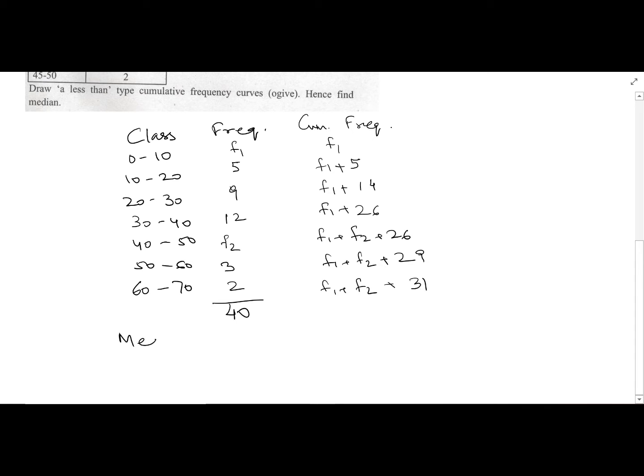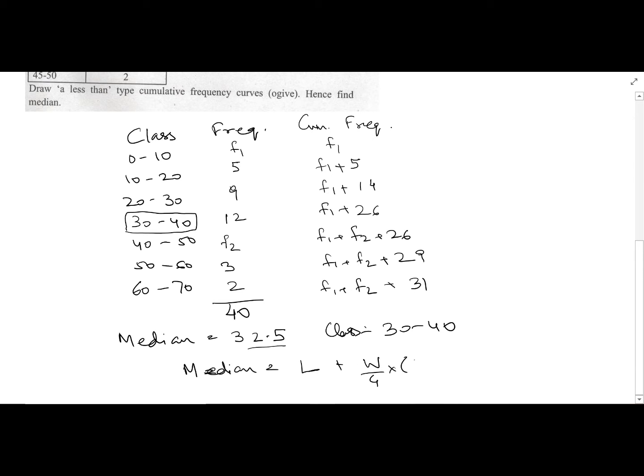Now the median is given to be 32.5. Therefore the median class, where 32.5 lies, is between 30 and 40. This is the median class, the 30-40 class. Now we know the formula for median is equal to L plus W by G into N by 2 minus B.